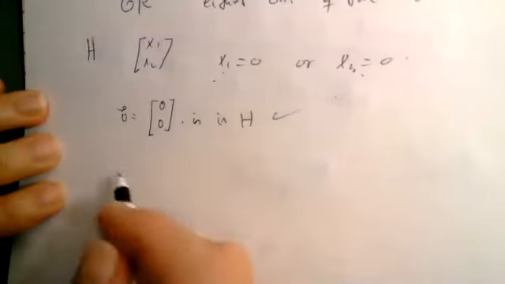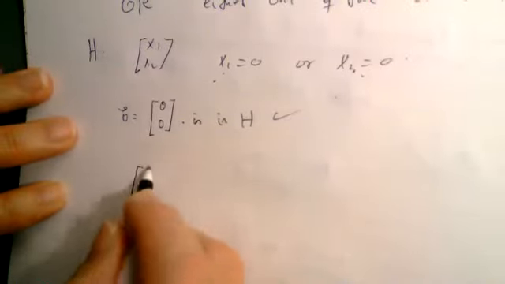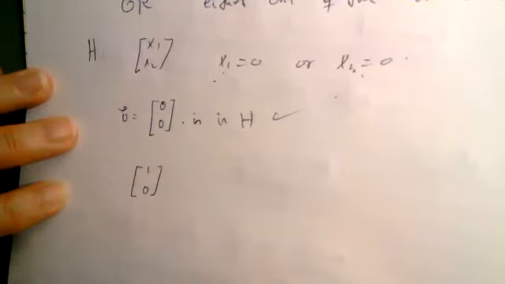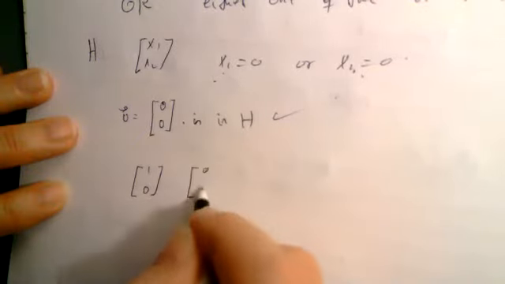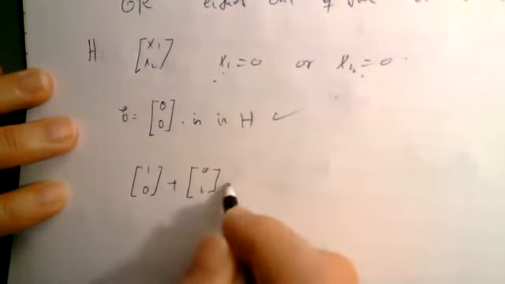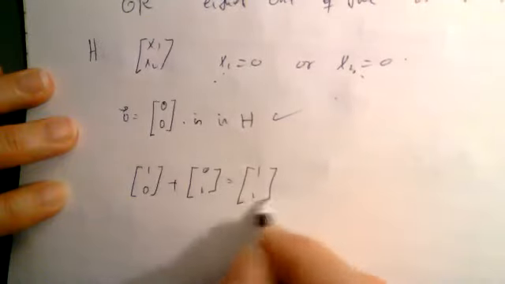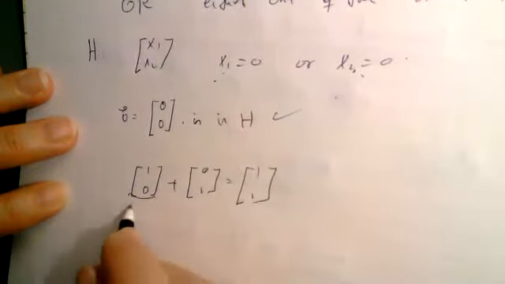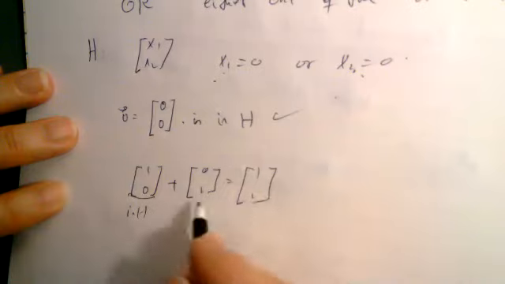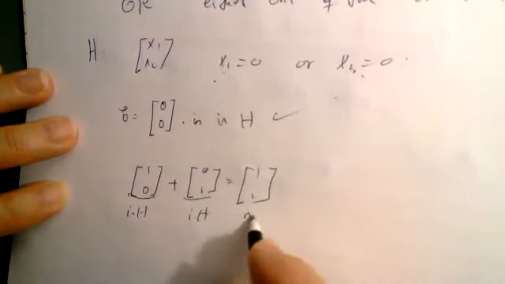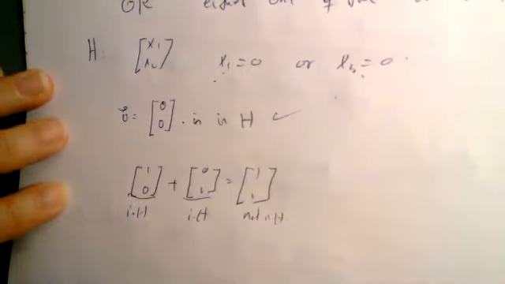And is that a subspace? The answer was no, this is not a subspace, because (1, 0) is in H and (0, 1) is in H, but when we add them, the sum is not in H. So this is in H because one of the components is 0. This is in H because one of the components is 0. This is not in H.